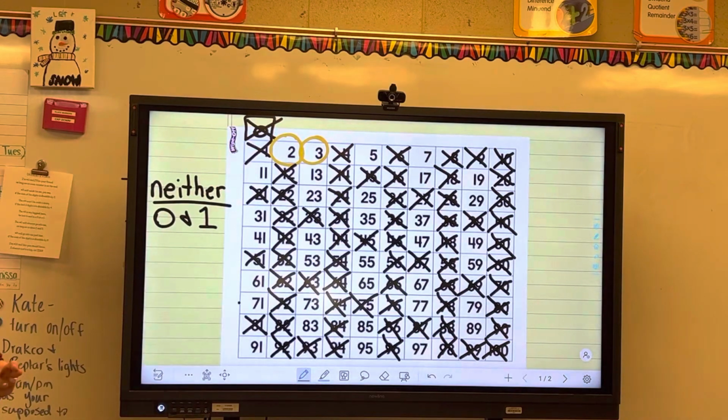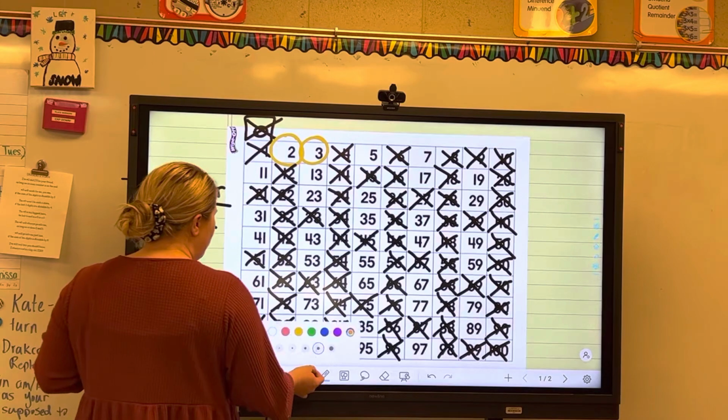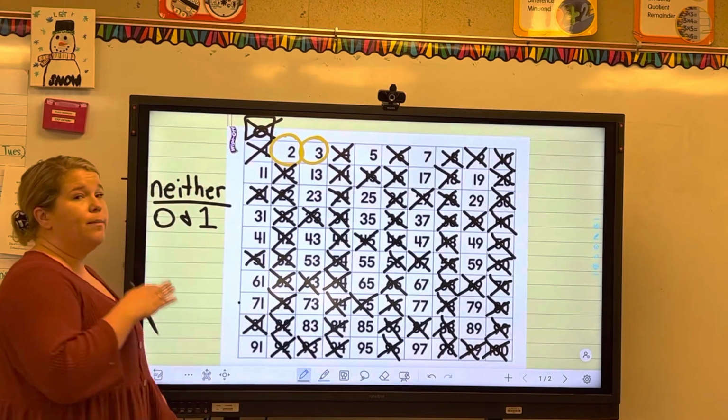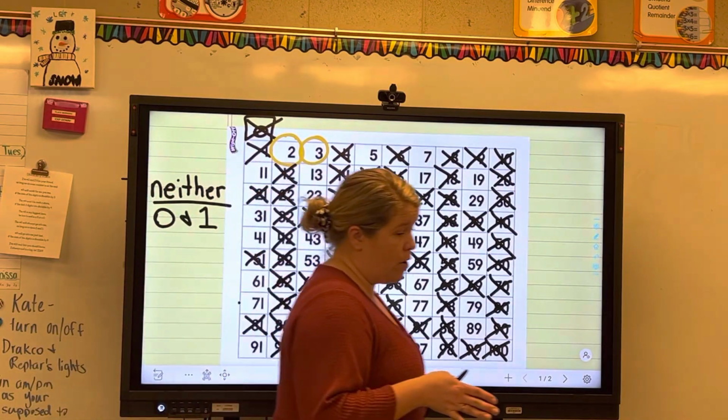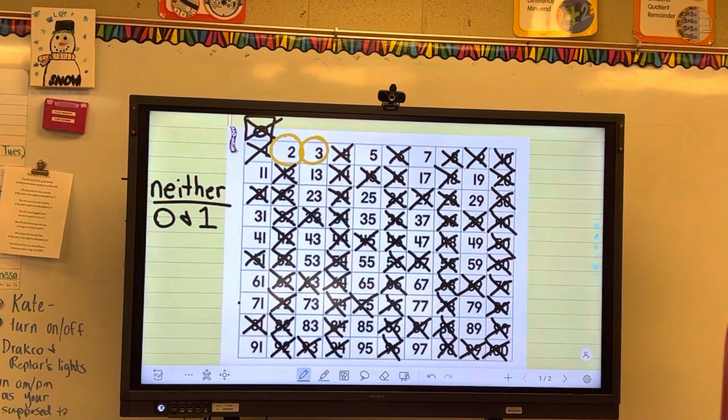All right, so now we move on to my 4s. But my 4s are marked out, and all of my multiples of 4 are marked out, because all of my multiples of 4 are even.